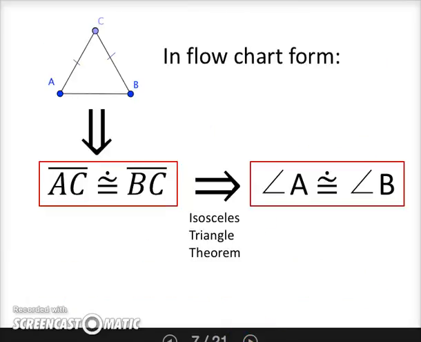In flowchart form, we could start with a diagram marked like this, with two of the sides marked congruent. From that diagram, we could say side AC is congruent to side BC. Now, by the isosceles triangle theorem, we can conclude that angle A is congruent to angle B.